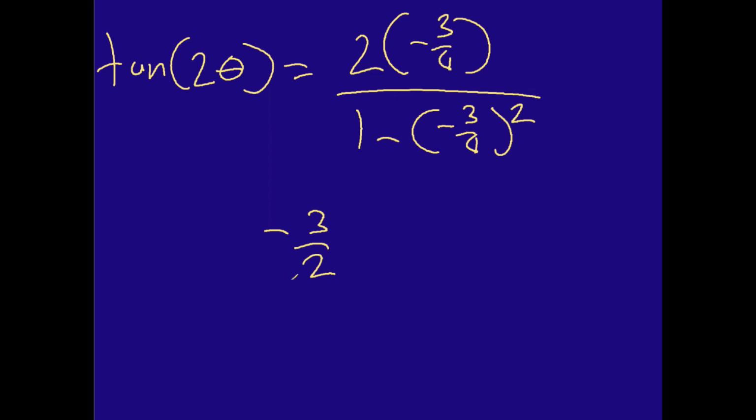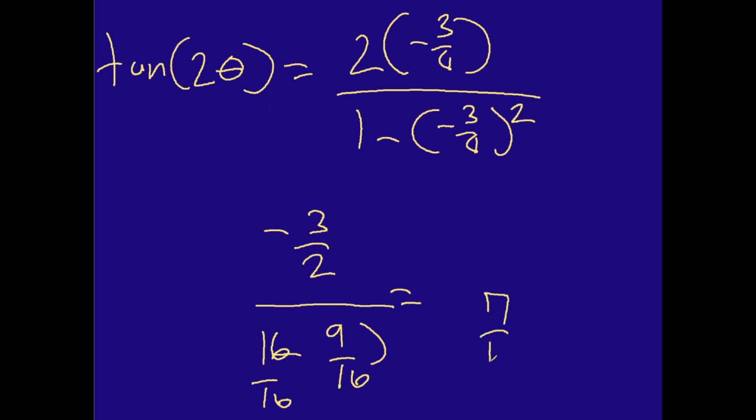3 over 2. And then in the bottom, we have 1 minus, it looks like if you square that, you're going to have 9 over 16. That's what we get. So we got to simplify that even more. And so I'm going to change this from 1 to 16 over 16 just so I can do some subtraction. So 16 minus 9 is going to be 7 over 16 over negative 3 over 2.